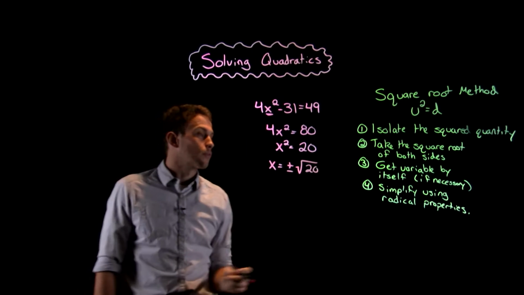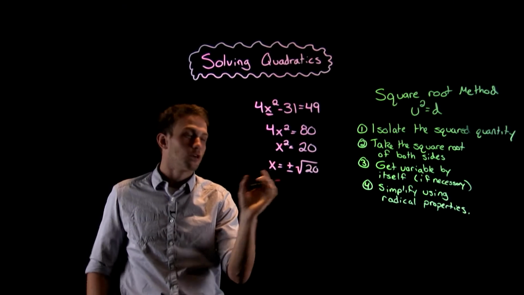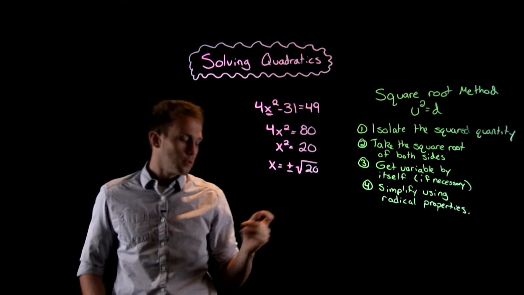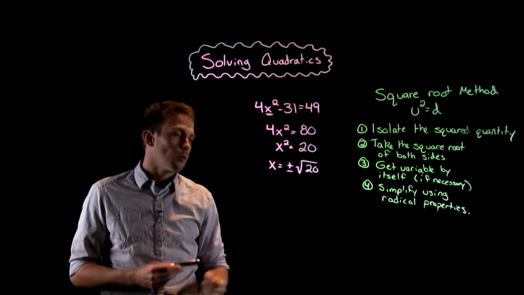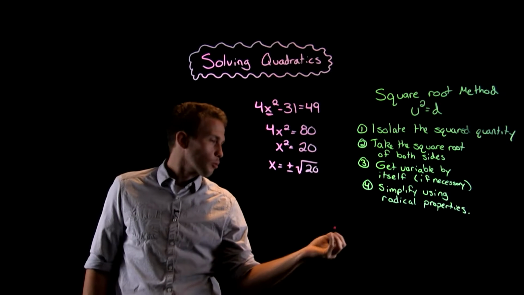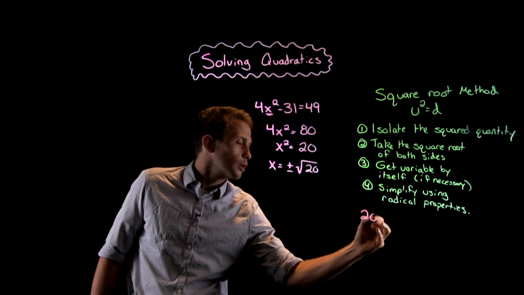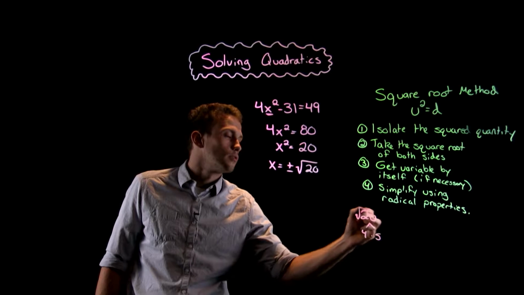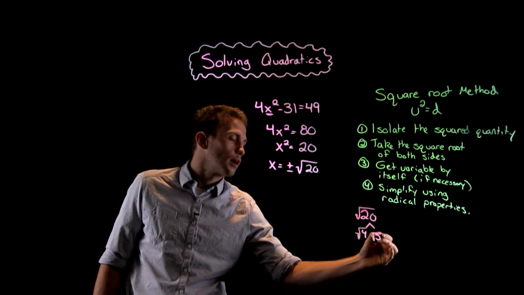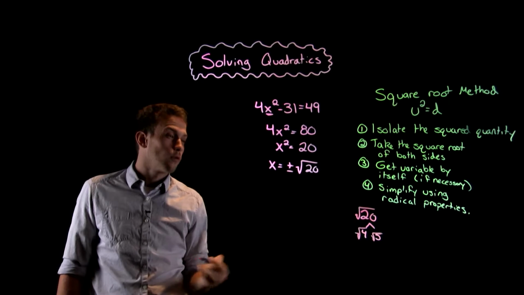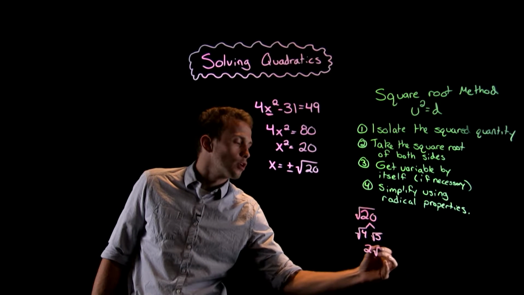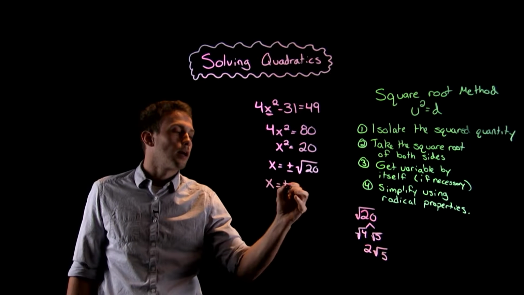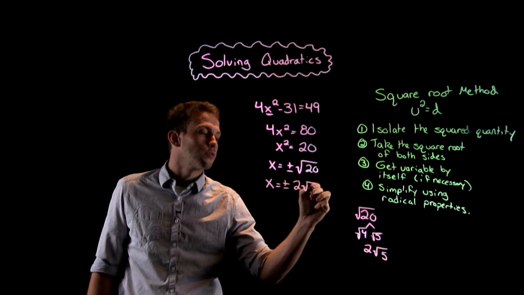So this third step, get the variable by itself, is already by itself, so it's not really going to apply here. We just move on to the next step, simplify using radical properties. If we think about 20, we want to find a perfect square that goes into it. We know that 20 is 4 times 5. So the square root of 20 is the square root of 4 times the square root of 5. I know the square root of 4 is 2. So the square root of 20 is 2 root 5. So x would equal positive and negative 2 root 5.